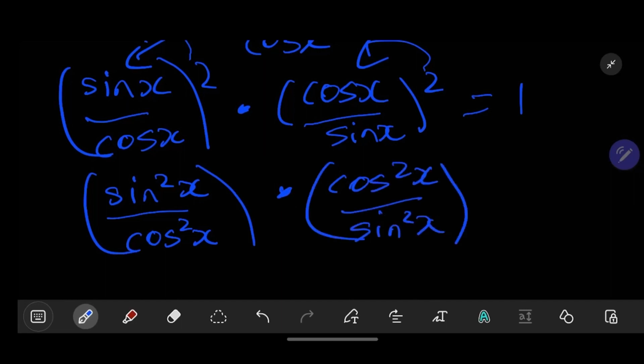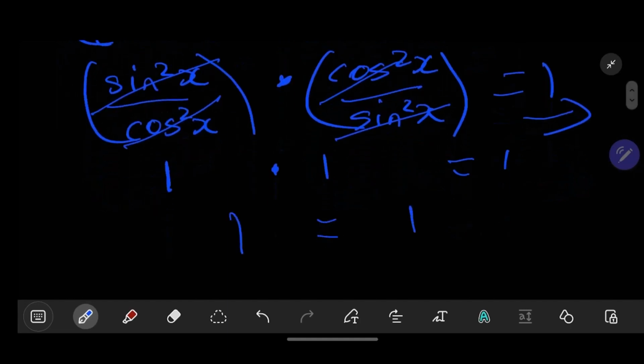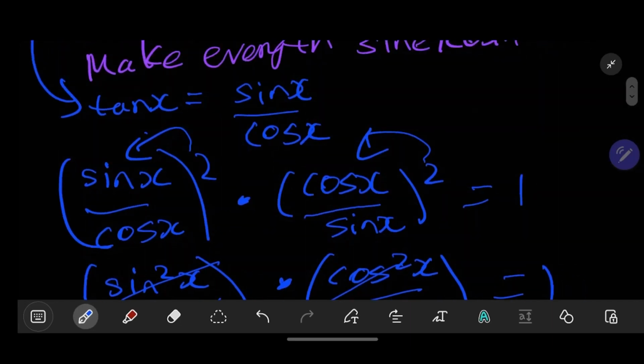And now it becomes very simple, right? We need to show that it's equal to 1. If we multiply, right, we can see that sine squared x will cancel out, cos squared x will cancel out. So we have 1 multiplied by 1 is equal to 1. So 1 is equal to 1. So we can show that our left hand side is equal to our right hand side. Once again, quite simple if we make everything into sine and cosine.